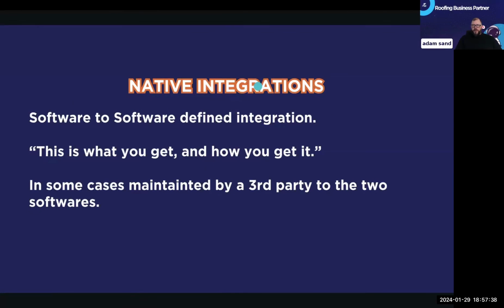But then there's native integrations, which is where the software to software define the integration. So these two softwares got together and said, this is what you get and how you get it. In some cases, it could be maintained by a third party of the two softwares. For example, we built a native integration between Sumo Quote and HubSpot. We did that because the integrations that we see them making suck, and we wanted to make a really good one. So we maintain that third-party integration. We don't charge any money for it, but we knew that our customers, those luxury of the rich customers, wanted something badass that didn't exist in the market. So we had to build it and we have to maintain it. HubSpot didn't make it. Sumo Quote didn't make it. We made it.